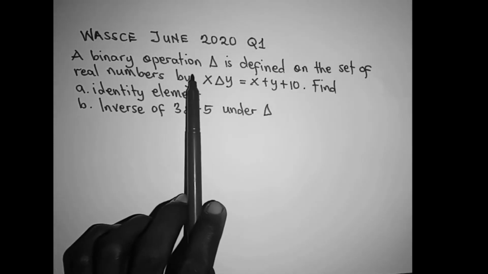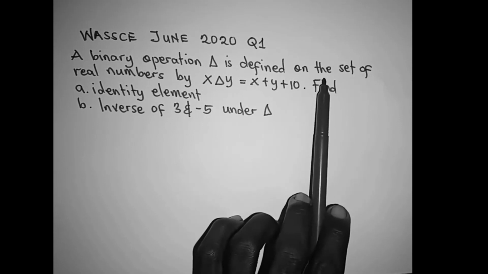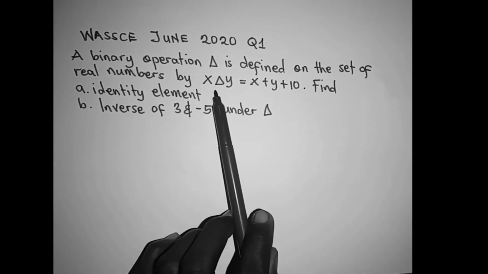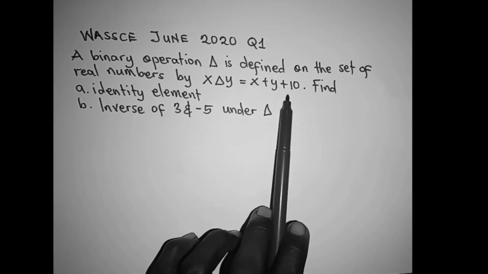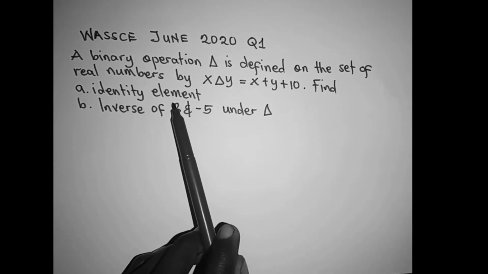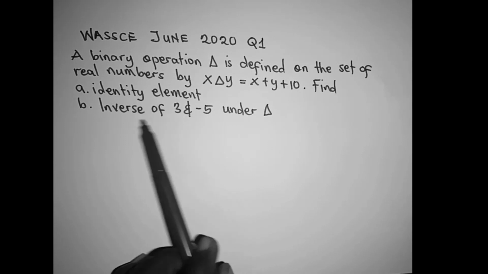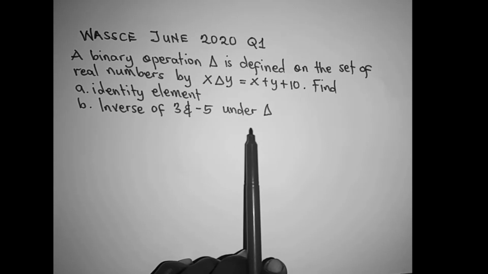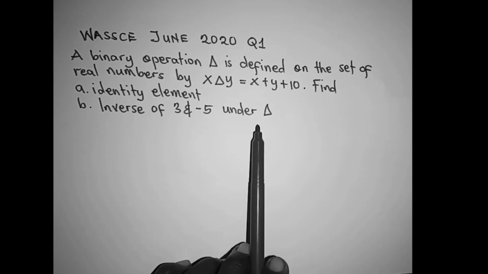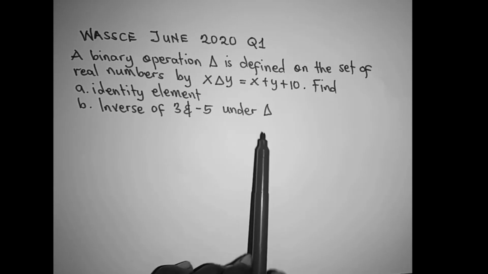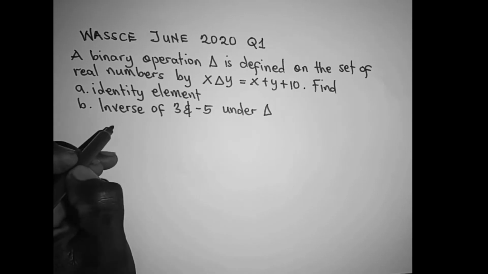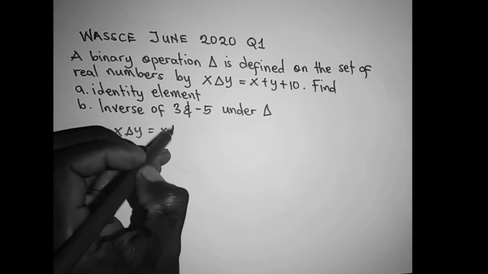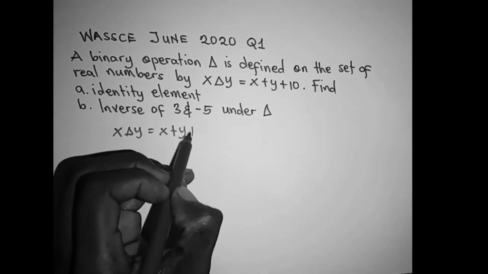A binary operation is defined on the set of real numbers by x operation y equals x plus y plus 10. A, find the identity element. And B, we should find the inverse of 3 and minus 5 under the operation. So what is the identity element? The operation is x operation y equals x plus y plus 10.